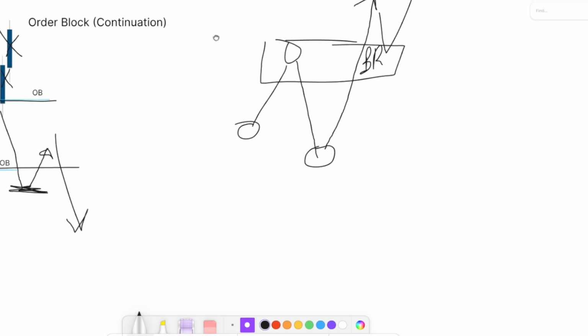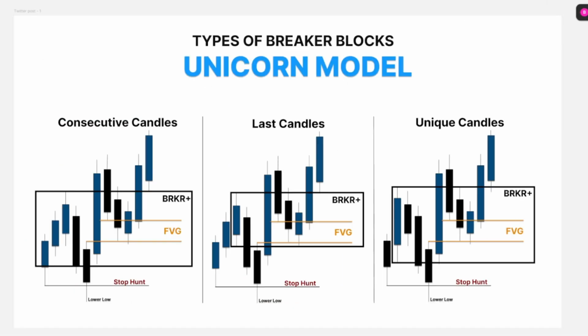So I'm going to give you some examples of some breakers here. I'm going to show you the three ways I mark my breakers. Same thing here: low, high, sweep that low, and then strong displacement.